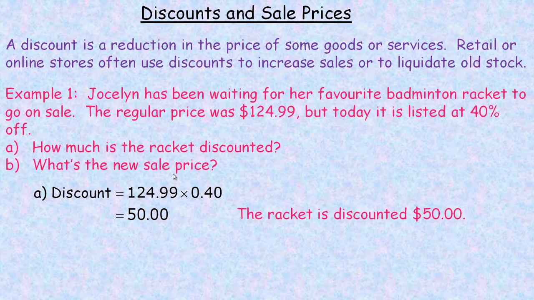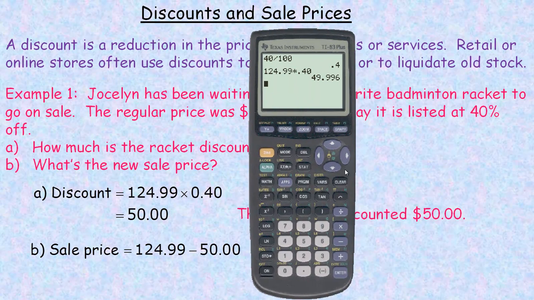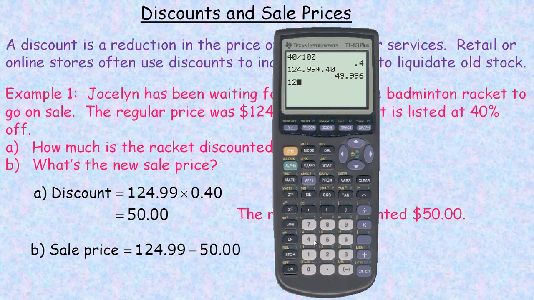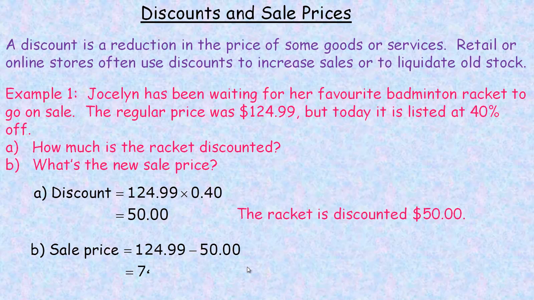Now to get the sale price, we take the $124.99, the regular price, and subtract the $50. So $124.99 minus $50 gives us a sale price of $74.99. So that's what the racket would be on sale for.